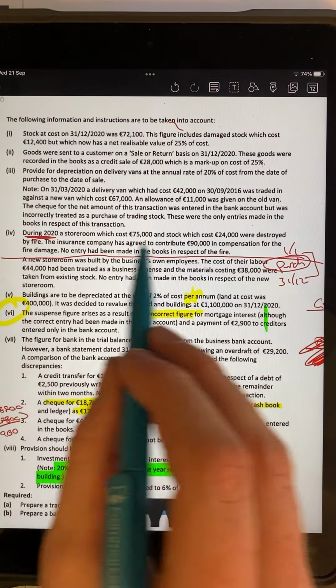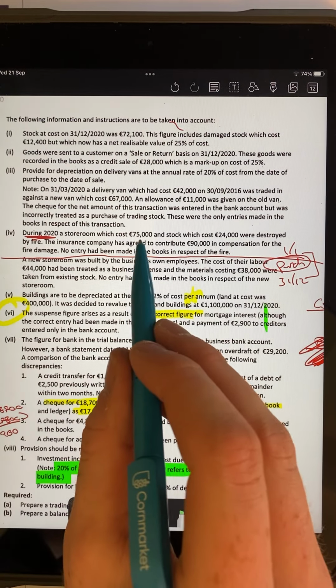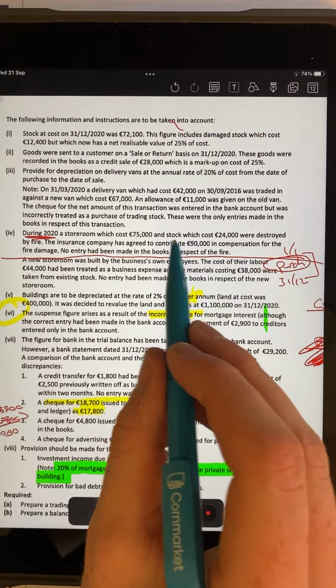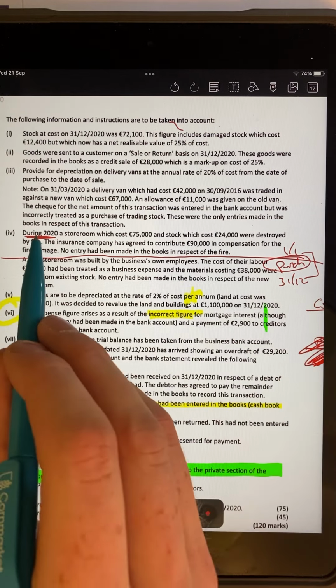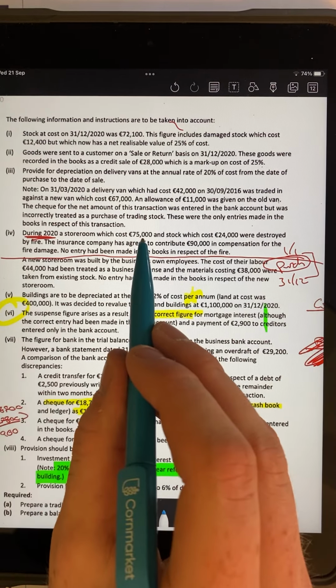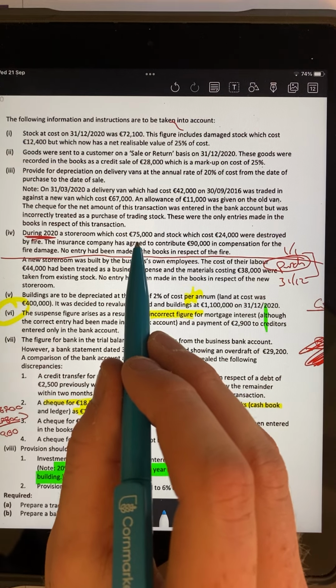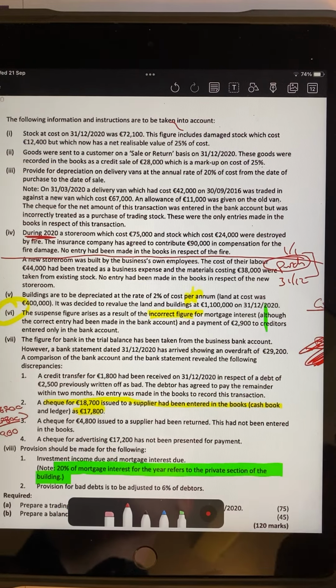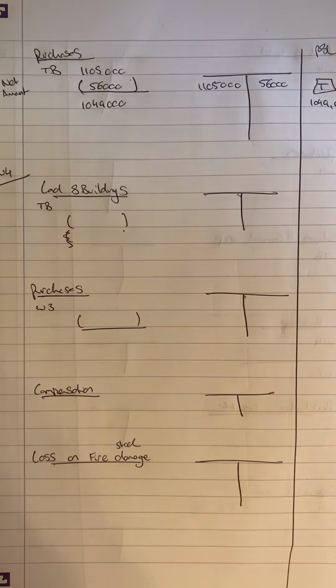So during 2020, a storeroom which cost €75,000 was destroyed, as well as stock. So the stock figure there is coming from purchases because it's during the year, and the land and buildings there, if it's a showroom, it's coming from land and buildings. Because it was damaged, I need to take them out of both accounts.